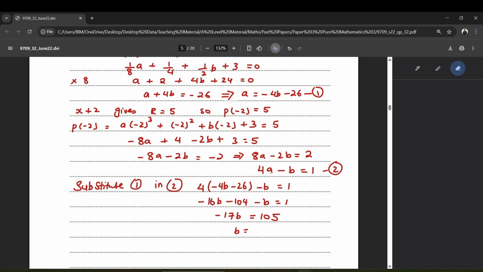Okay, so 4 times a, which is minus 4b minus 26. So this is minus 16b, and 26 times 4 was 104. So minus 104 minus b equals 1. So here we have minus 17b. 104 goes to the other side and adds up with 1. So that should be correct. Where's the mistake?